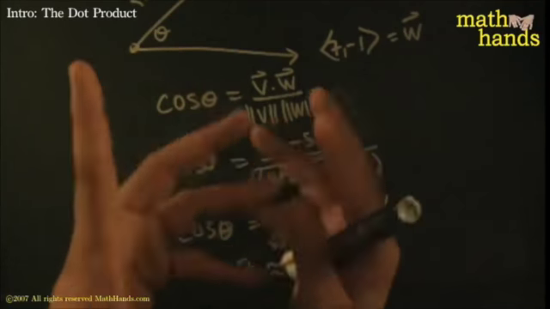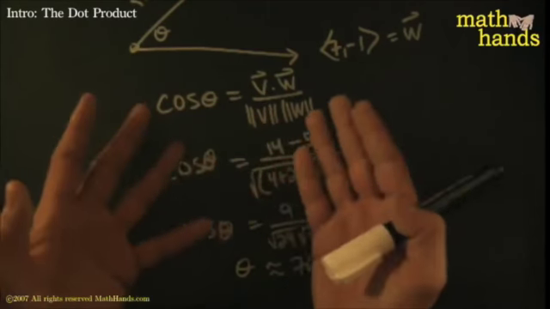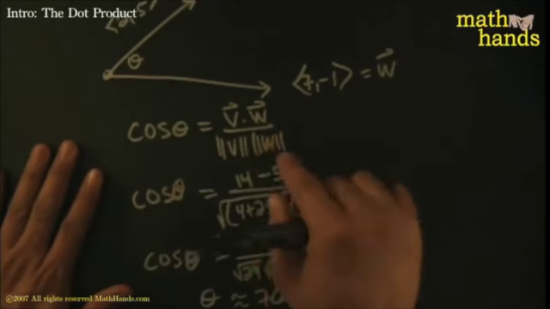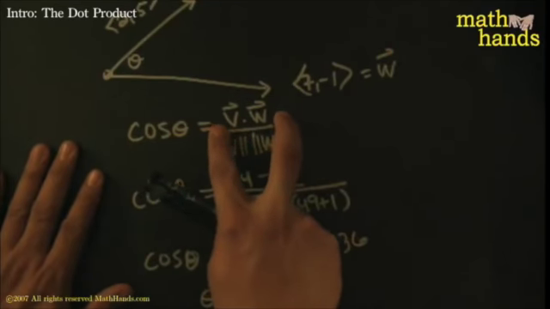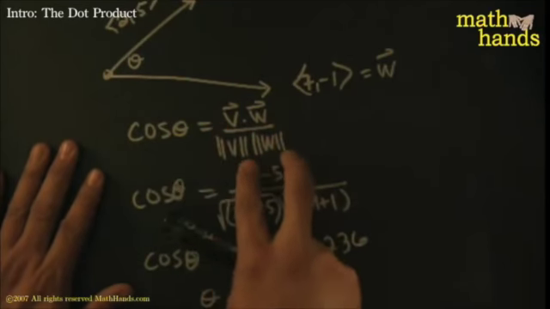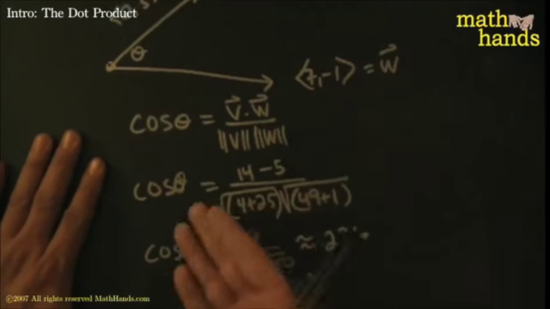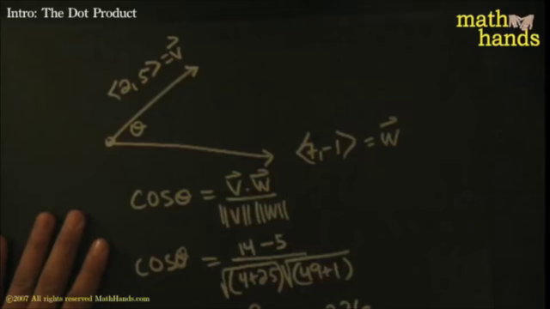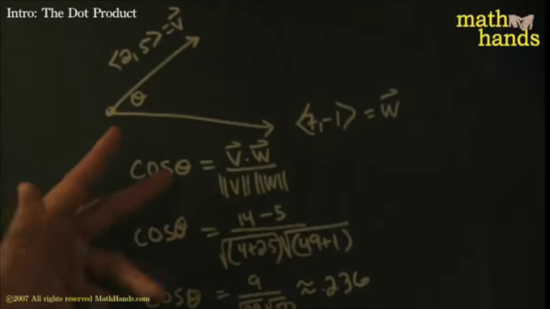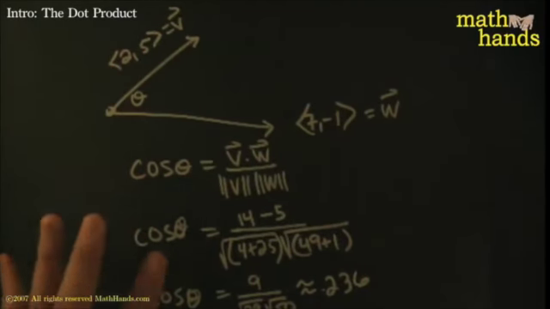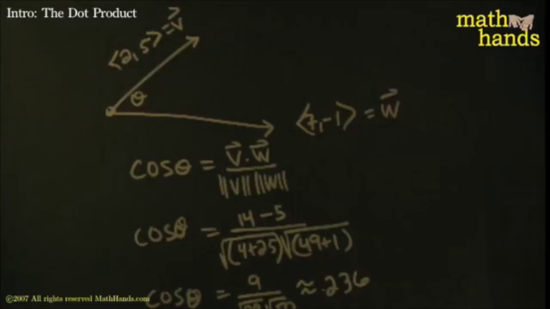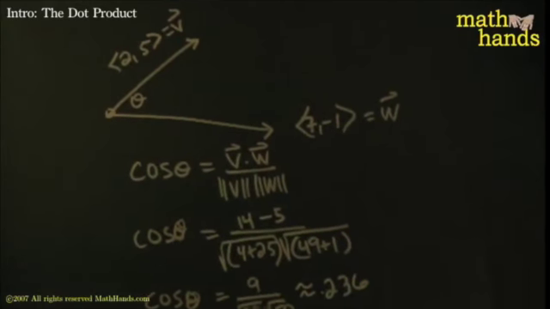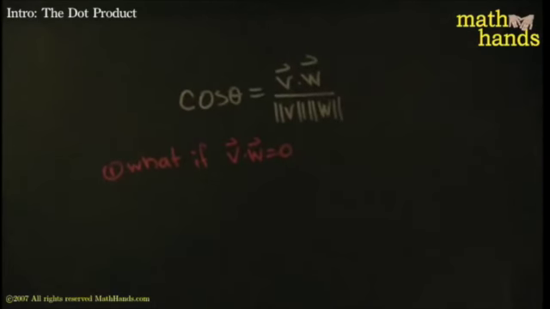So let's figure out some things here. First of all, what would the dot product be for both of these? 2 times 7 is 14, and negative 1 times 5 would be negative 5. That's the top, that's the dot product. I'll do it again. 2 times 7 is 14. Negative 1 times 5. That gives you 14 minus 5.